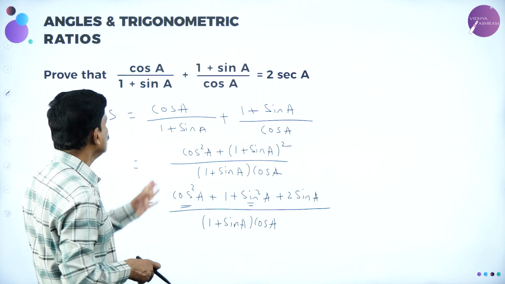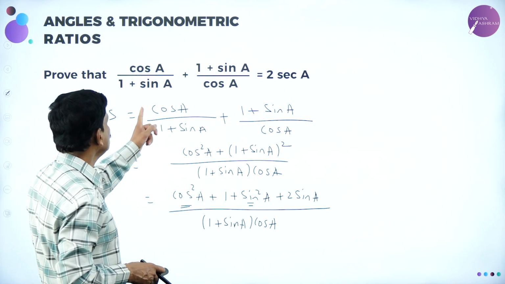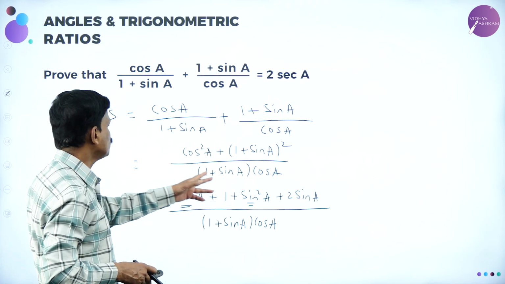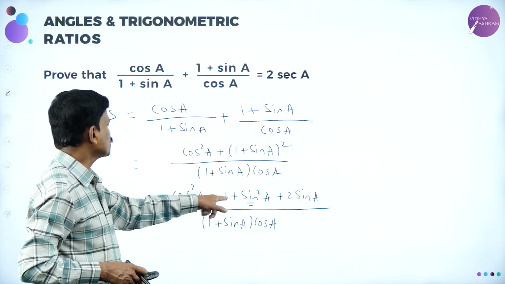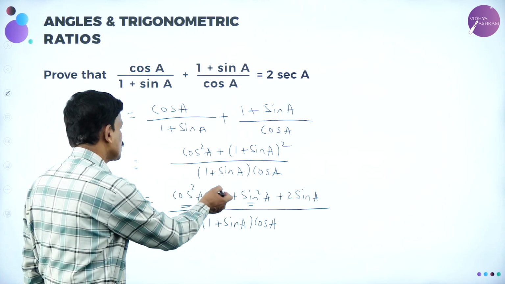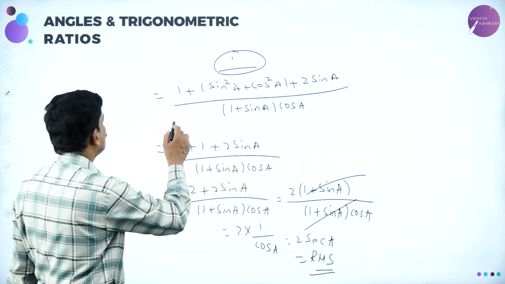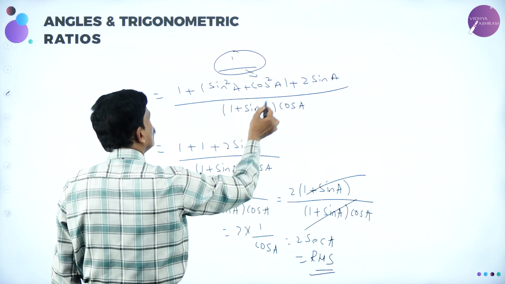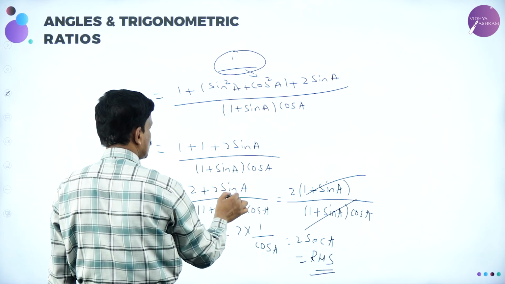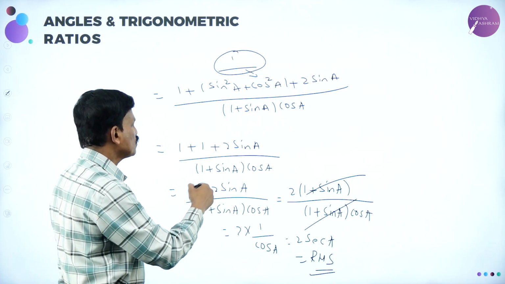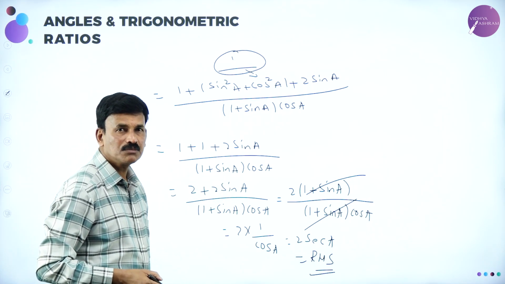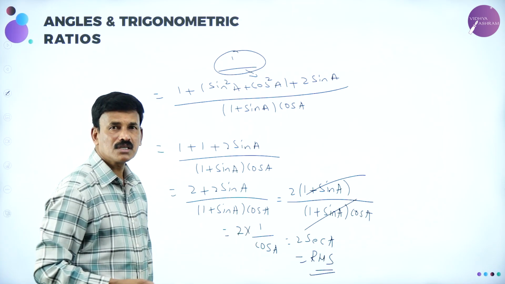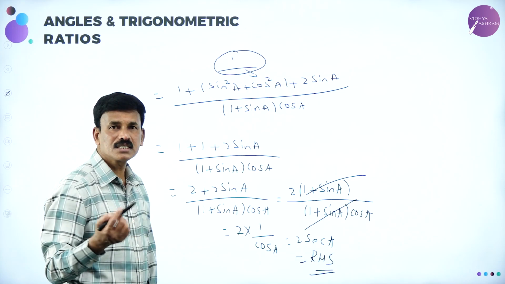See, take LCM, cross multiply: cos A into cos A is cos square, 1 plus sin A into 1 plus sin A is (1 plus sin A) whole square, divided by the denominator, which is the same. (a plus b) whole square is a square plus b square plus 2ab. Group the terms containing sin square plus cos square: 1 plus sin square plus cos square, this is equal to 1. So, 1 plus 1 is 2, plus 2 sin A. You can take 2 common factor, 1 plus sin A. 1 plus sin A in the numerator and denominator gets cancelled, 2 into 1 by cos A. 1 by cos A is equal to 2 into secant A, which is the required answer.